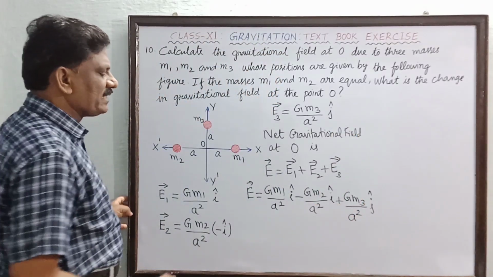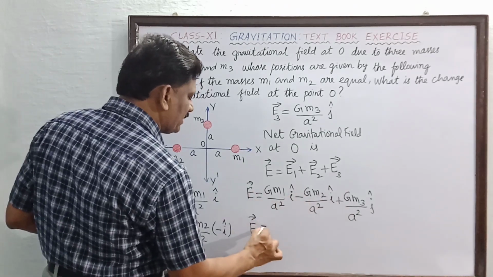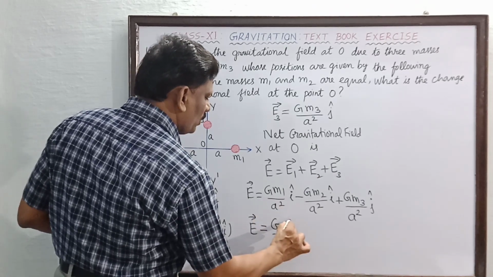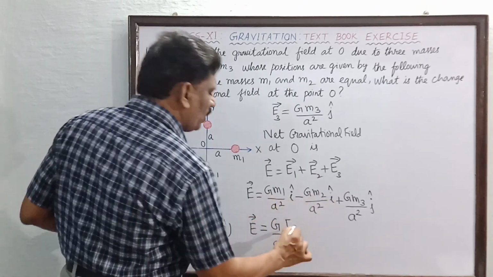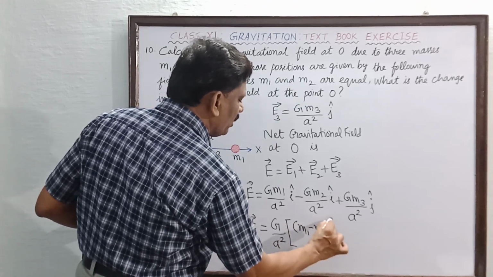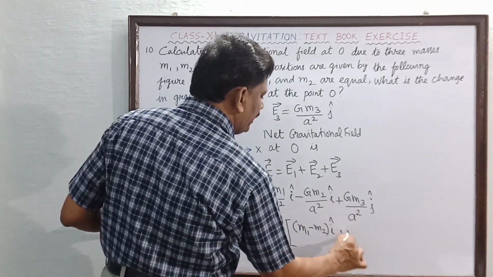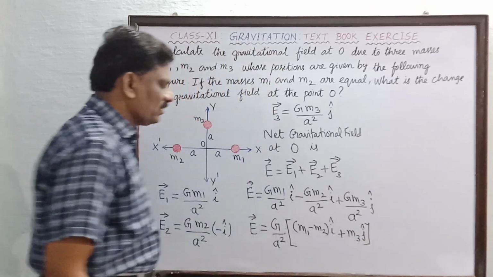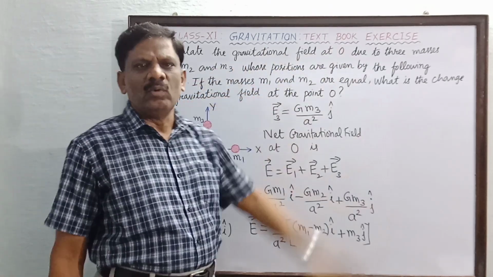Now the common factors I can take, G by a square. So E vector is equal to G divided by a square into, m1 i cap minus m2 i cap. So that can be written as m1 minus m2 into i cap plus m3 into j cap. So this is the final expression for the gravitational field at O.